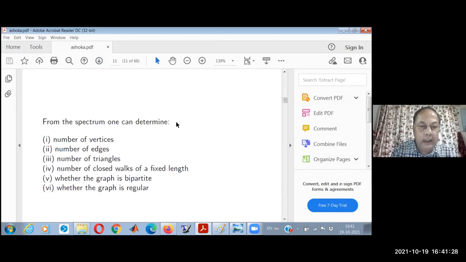Okay, just given the eigenvalues, one can determine a number of things without ever looking at the graph. So if I just write down the eigenvalues, you can immediately see, obviously, the number of vertices, that is just the number of eigenvalues. Number of edges, we saw it is the trace of A squared. Number of triangles, we just now saw, number of closed walks. Whether the graph is bipartite.